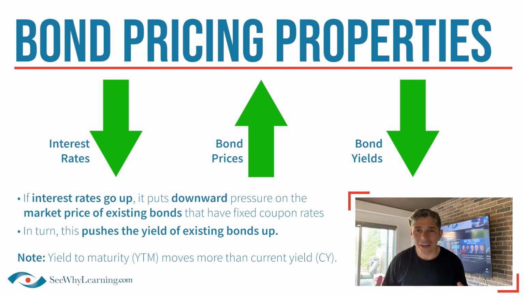Great little memory aid. Yield to maturity has 3 letters in it. The acronym YTM has 3 letters in it. CY only has 2 letters in it. YTM has more letters in it. It moves more. It's a great little memory aid.